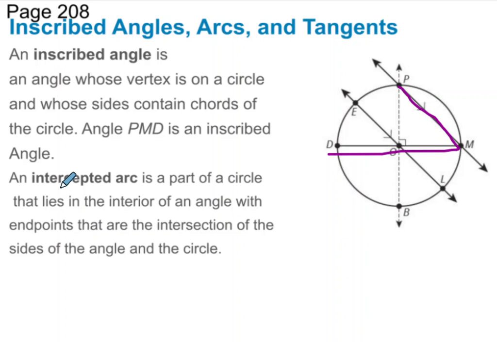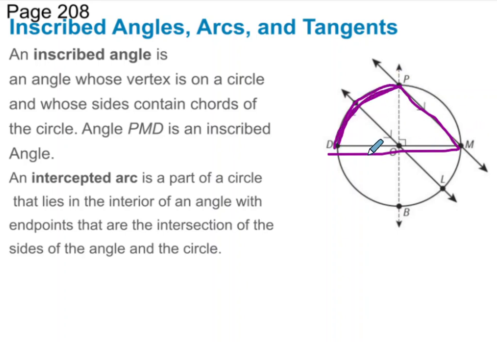The intercepted arc is the part of the circle that lies in the interior of the angle, with endpoints that are the intersection of the sides of the angle and the circle. So the intercepted arc is going to be this part along the outside of the circle.